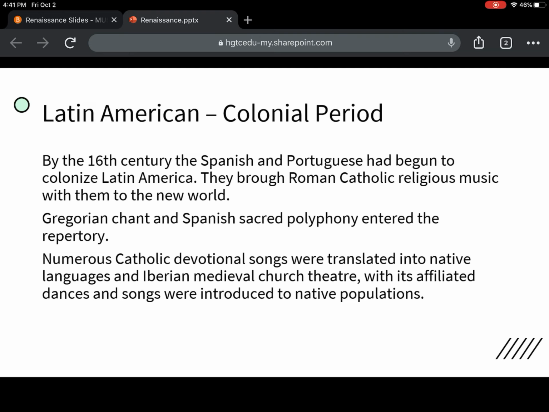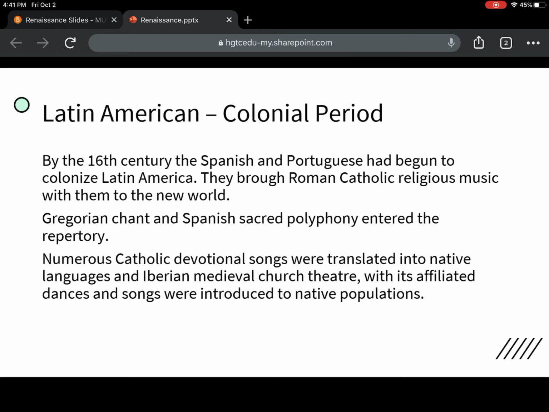And then we're going to jump over to Latin America. In South America and Latin America at this time, this was thought of as the colonial period. So by the 16th century, the Spanish and the Portuguese had begun to colonize Latin America, and it was a scourge on the continent. I mean, you had these other societies and the other cultures bringing in disease and firearms and just conquering huge swaths of 15th century, 16th century Latin America.